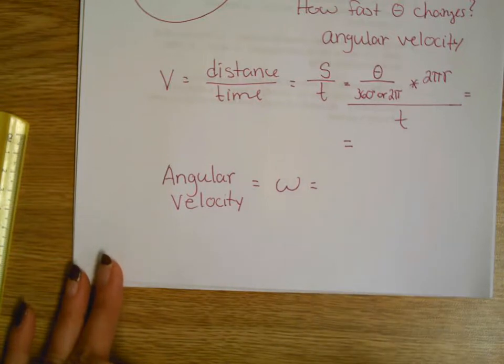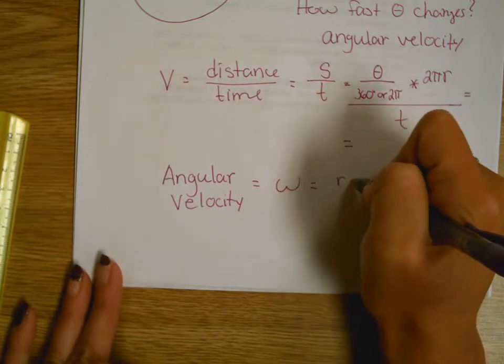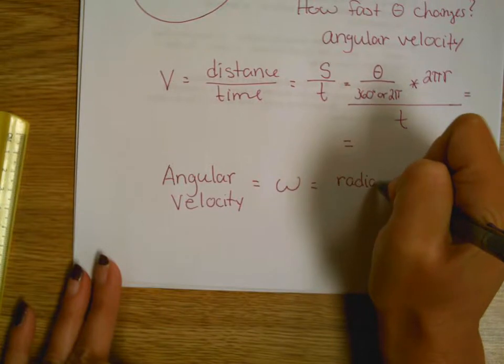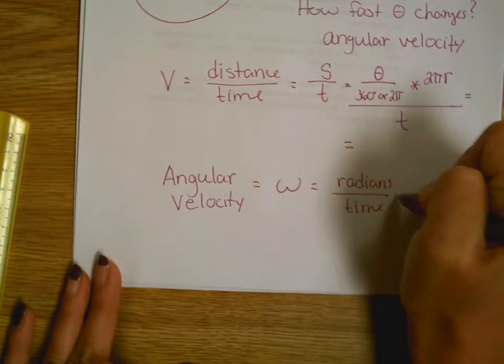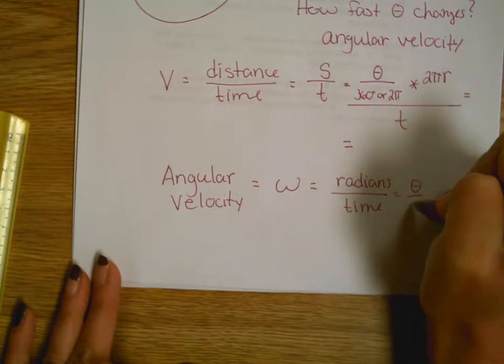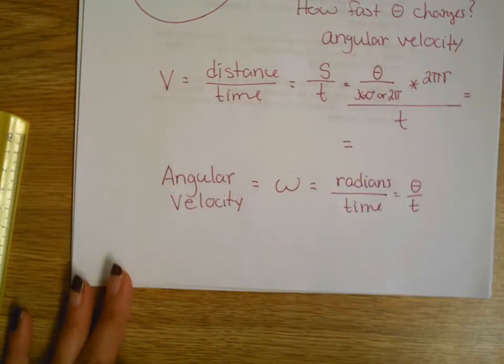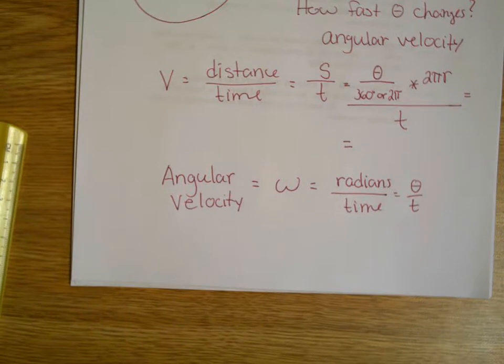Okay, angular velocity is always going to be how many radians it passes through per time, which gives us theta over t. Every time, it's just implied it's radians, even though degrees per minute and degrees per second to me is an angular velocity, we'll go that route.